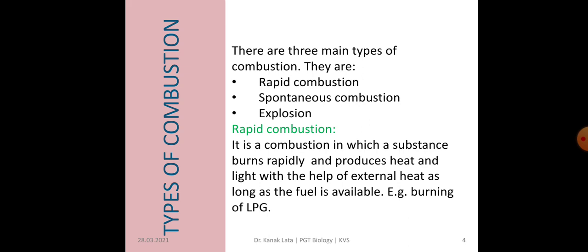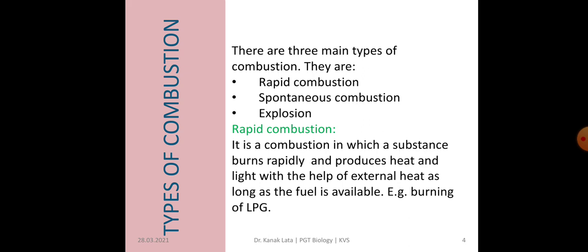Now let us see what are the different types of combustion. Mainly there are three types. What are they? Rapid combustion, spontaneous combustion and explosion. First it is about rapid combustion. Rapid combustion is a type of combustion in which a substance burns rapidly and produces heat and light with the help of external heat. But it will last as long as the fuel is available. When the fuel is finished, then the combustion will stop.